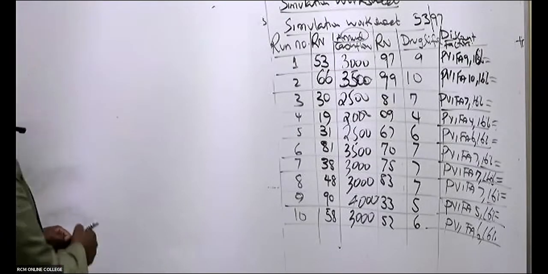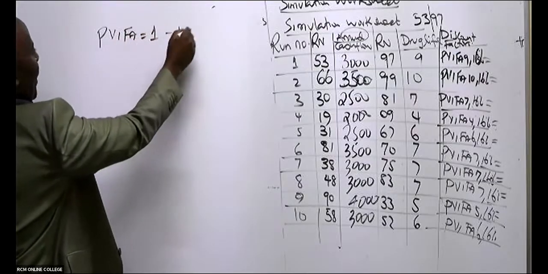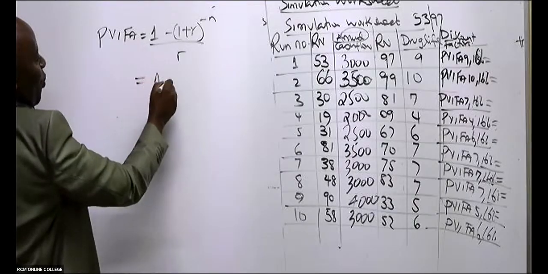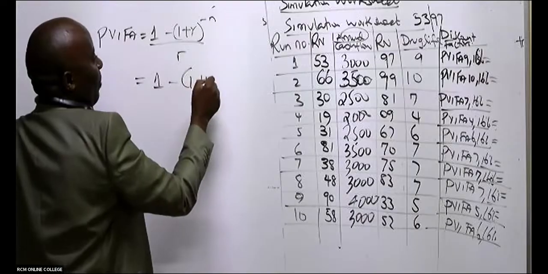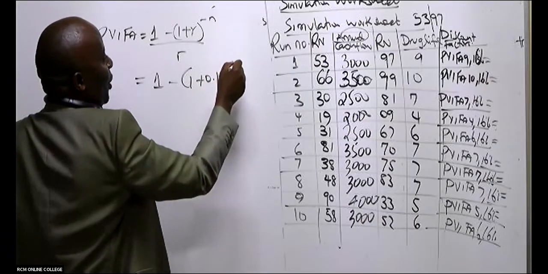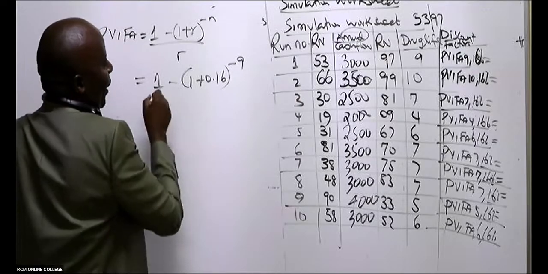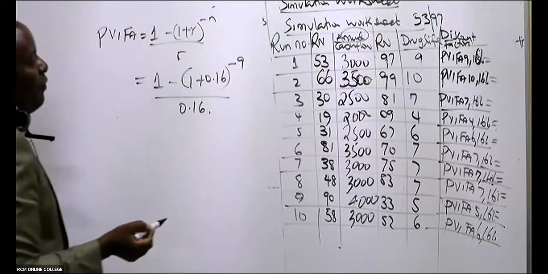So the formula for getting PVFA is 1 minus 1 plus R, raised to negative n, all over R. So for the first one, it will be 1 minus 1 plus 0.16 raised to negative 9, because you're talking of 9 years. Whatever answer I get, I divide by R, which is 0.16. And then I write a figure.